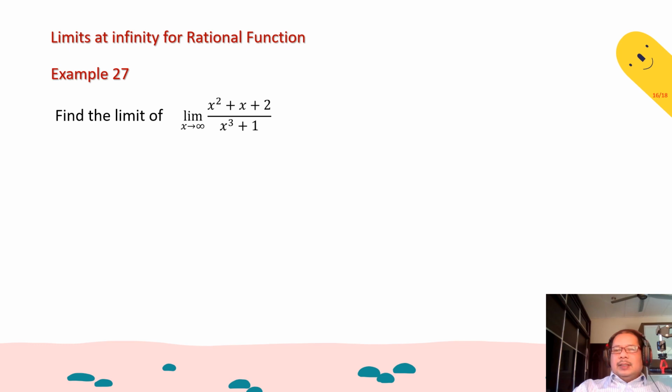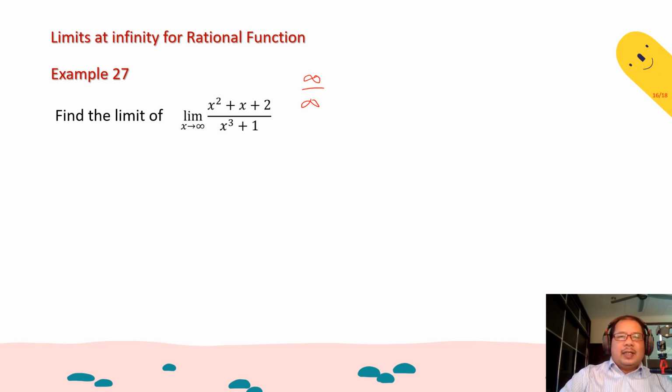Example 27. Limit as x approaches positive infinity of x squared plus 2x plus 2 over x cubed plus 1. If you check, you get infinity over infinity.